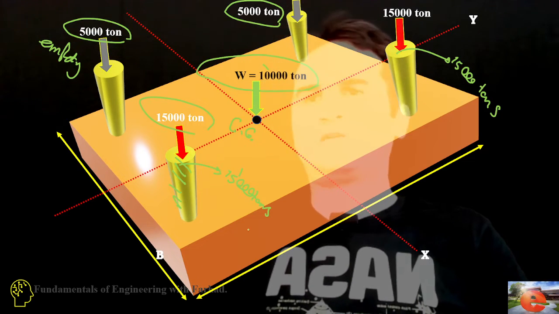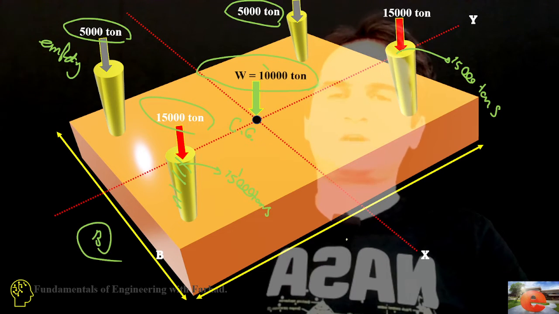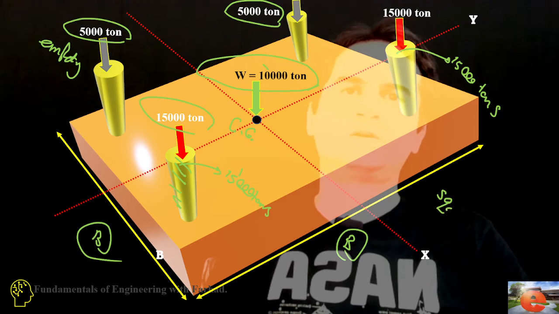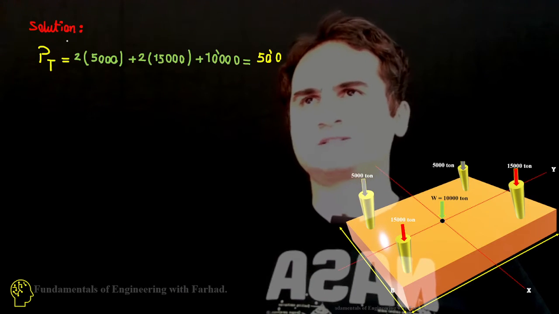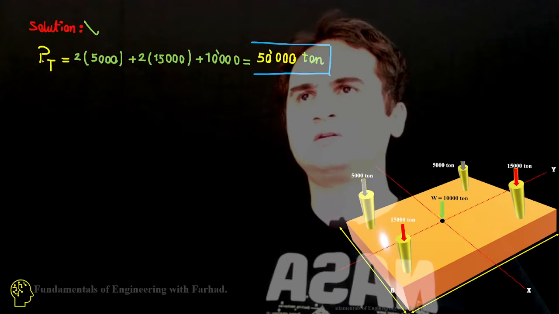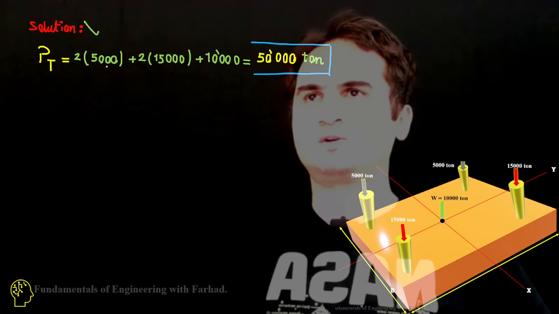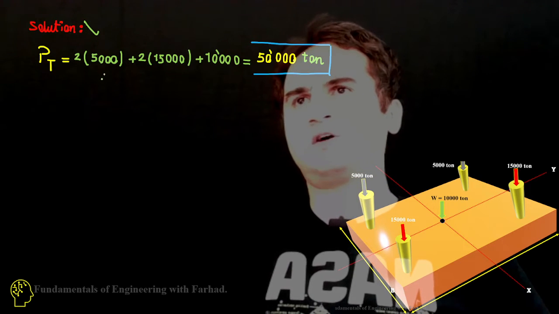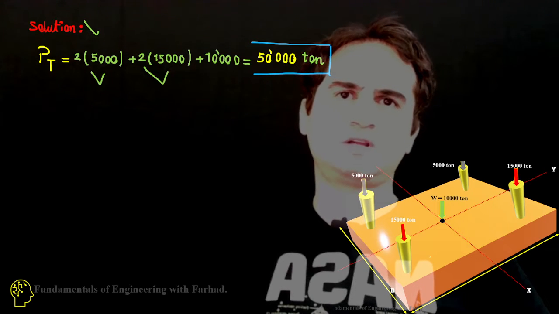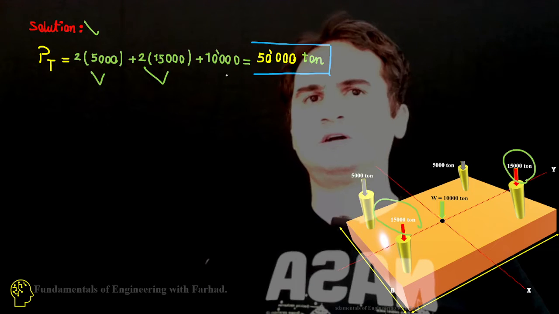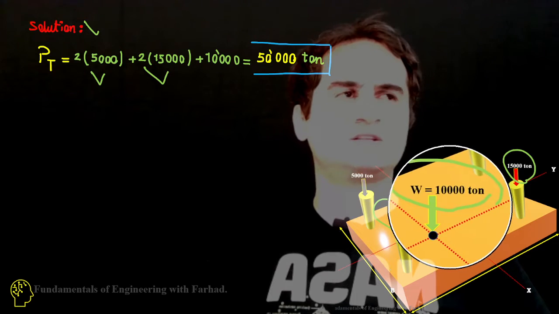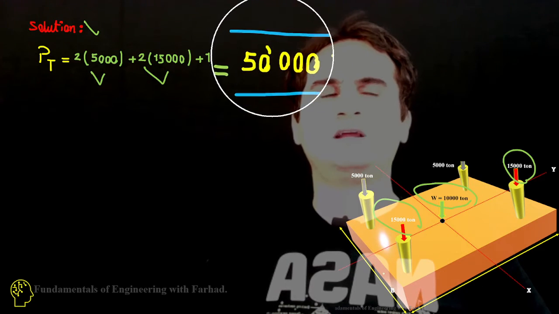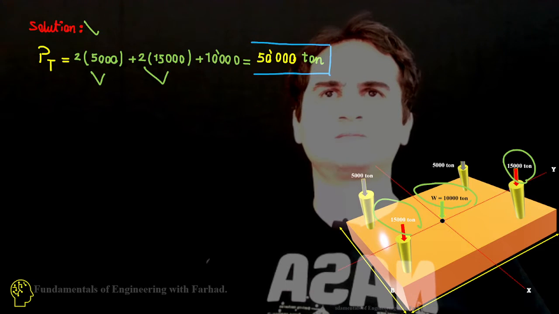We want to know what is the minimum width or dimension of this square foundation. For calculating that, first of all, let's consider what is the total force applied at this foundation. The total is two empty silos, 2 times 5,000, plus 2 times 15,000 for the filled silos, plus 10,000, which we already simulated as the weight of the foundation itself, a concentrated load applied at the center. If you add them up together, that's 50,000 tons.